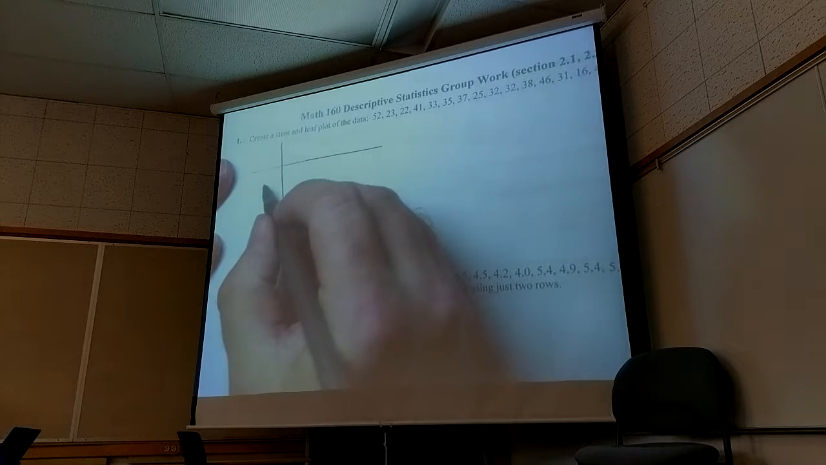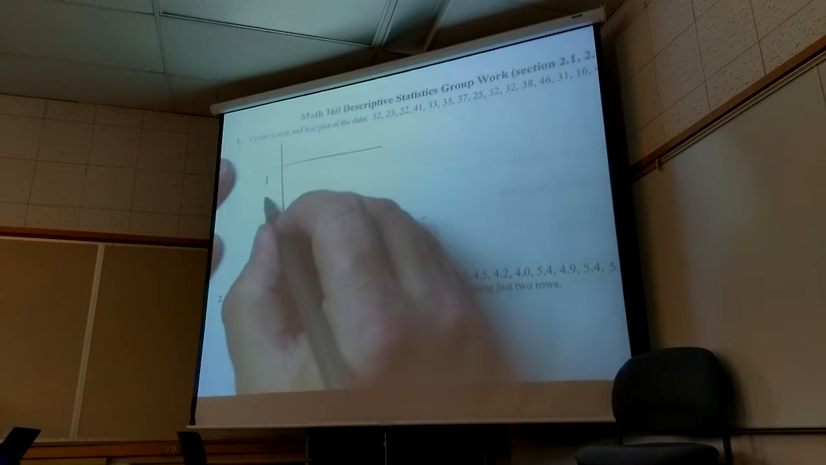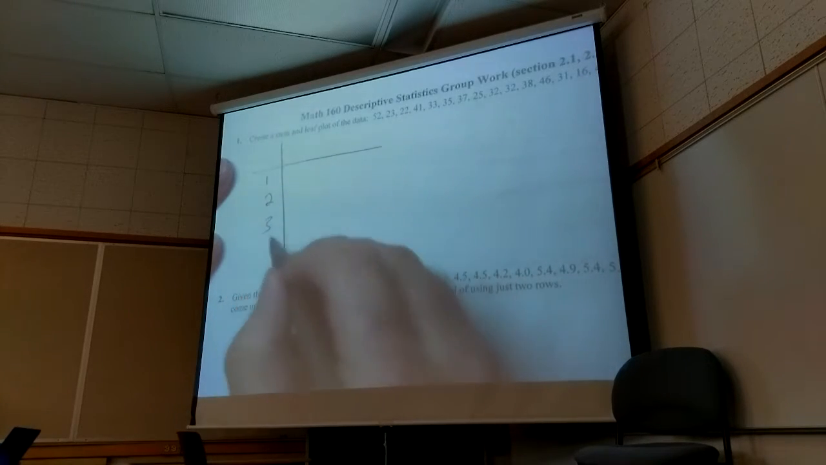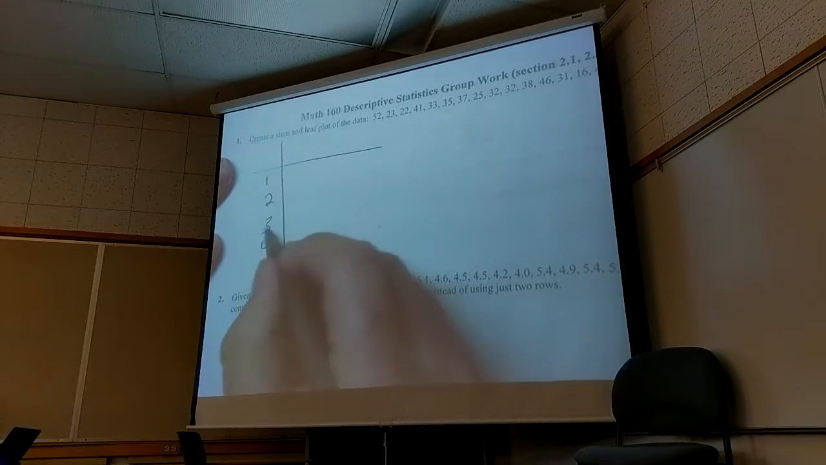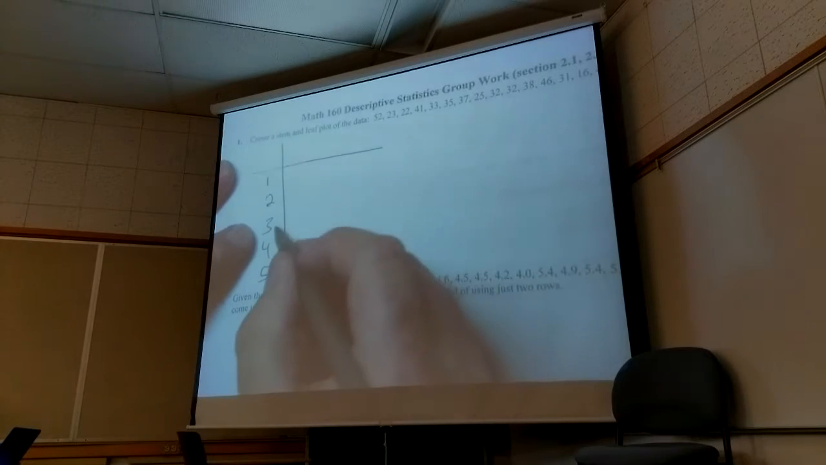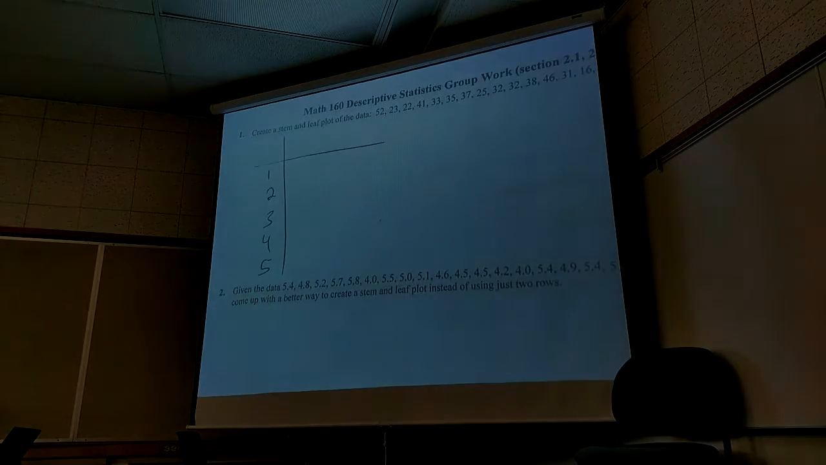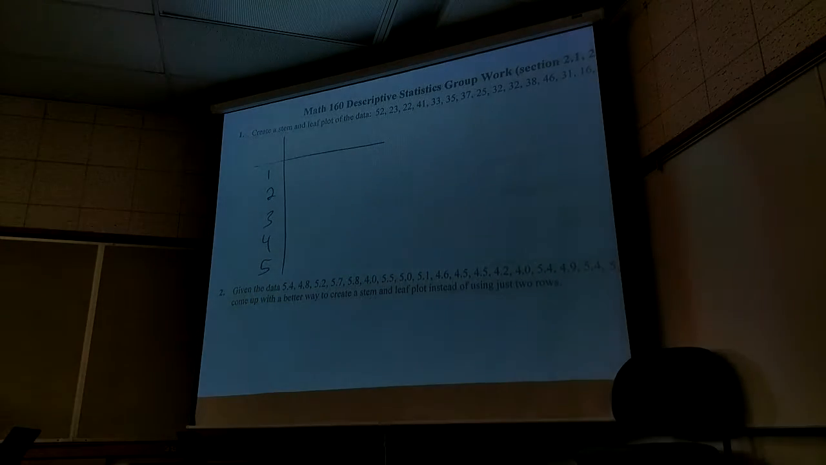What are my stems going to be? My stems: 1, 2, 3, 4, 5. If there were no 30s, you would not have 1, 2, 4. You still have a 3 there. It's just going to be empty, just like an empty class. You wouldn't just not write it. You just would have nothing in it.